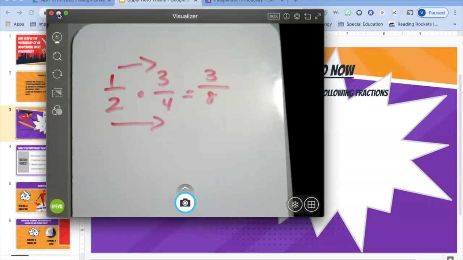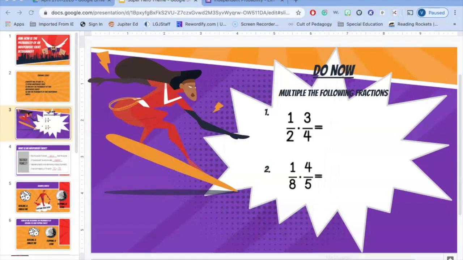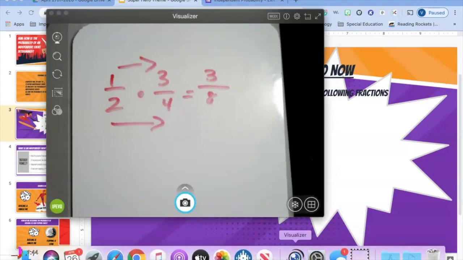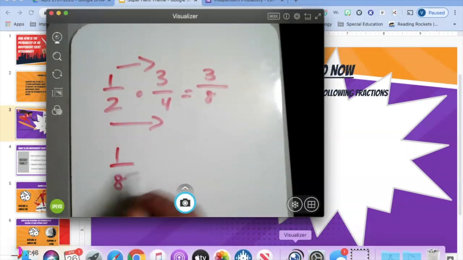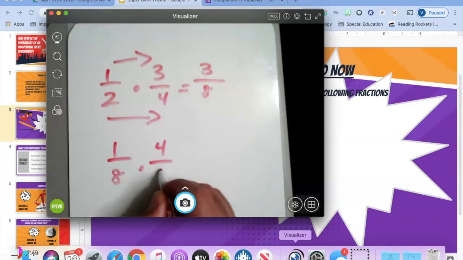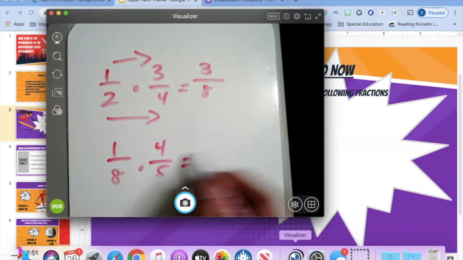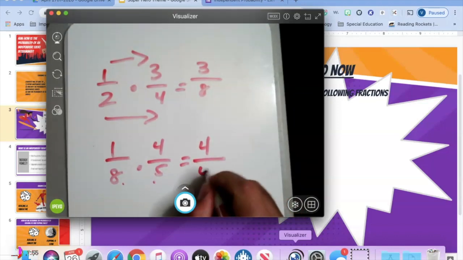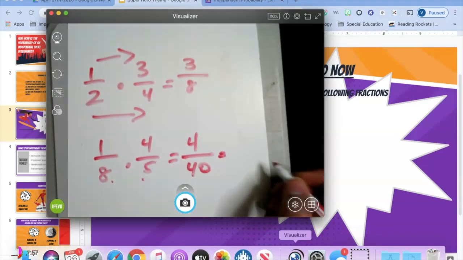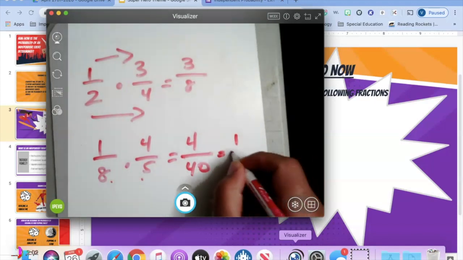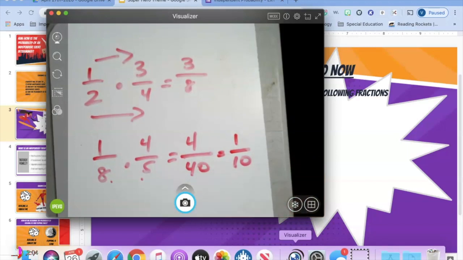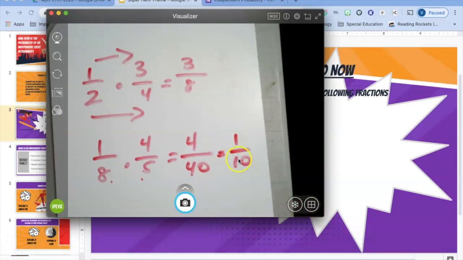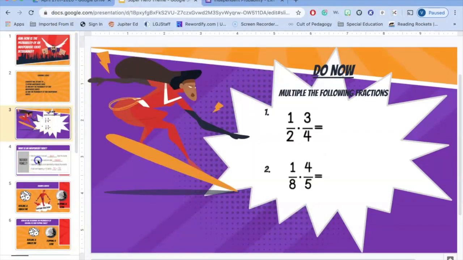And for number two, let's look at number two. Number two states 1/8 times 4/5. 1 times 4 is 4. 8 times 5 is 40. If we want to simplify that, it comes down to 1/10. We divide both of these. So if you got 3/8 and 1/10, you are correct. Congratulations. Let's move on.